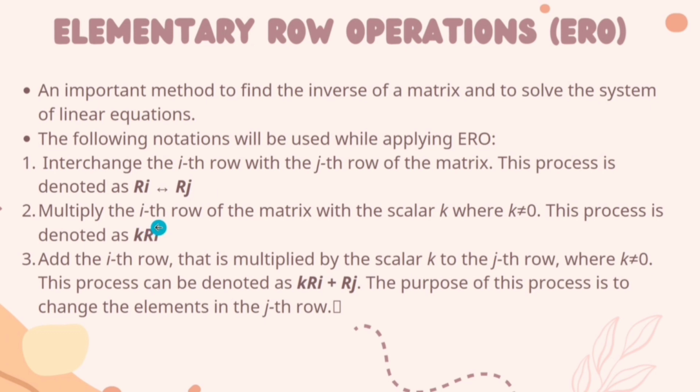Secondly, multiply the i row of the matrix with the scalar k, where k is not equal to 0. This process is denoted as kRi. Lastly, add the i row that is multiplied by the scalar k to the j row, where k is not equal to 0. This process can be denoted as kRi plus Rj. The purpose of this process is to change the elements in the j row. Basically, these are the only operations that are allowed in elementary row operations.